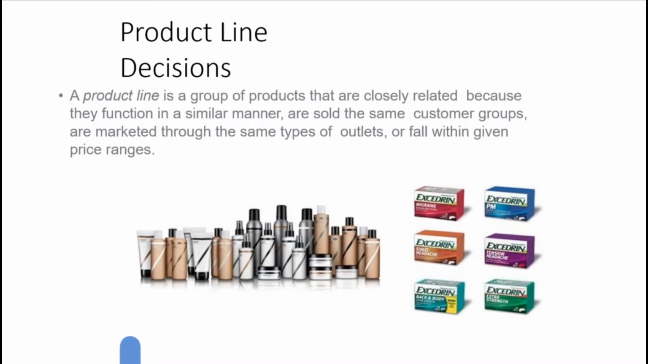Before discussing what kind of product line decisions marketers make, we need to define a product line itself. So, what is a product line? A product line is a group of products that are closely related because they function in a similar manner, are sold to the same customer groups, are marketed through the same types of outlets, or fall within a price range.